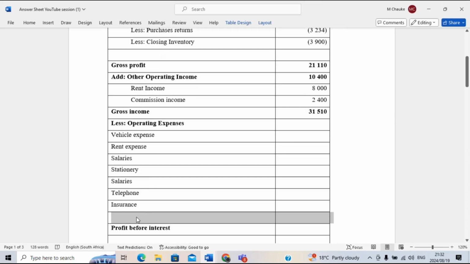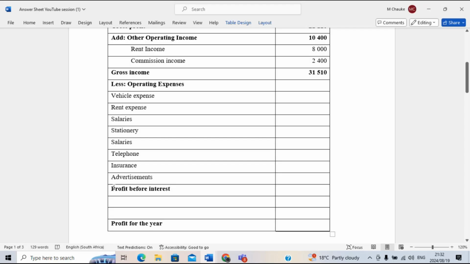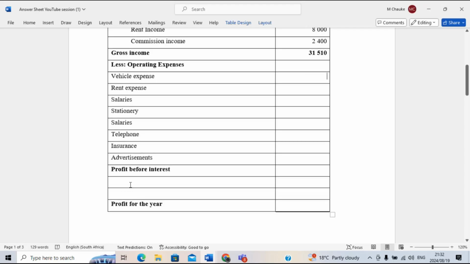And then the last one is advertisement. Advertisements, and then now the interests are going to be added here. Look at my format there. See why we didn't... I wrote salaries twice. Oh yeah, I'll remove one. Delete that one. Thank you for that.